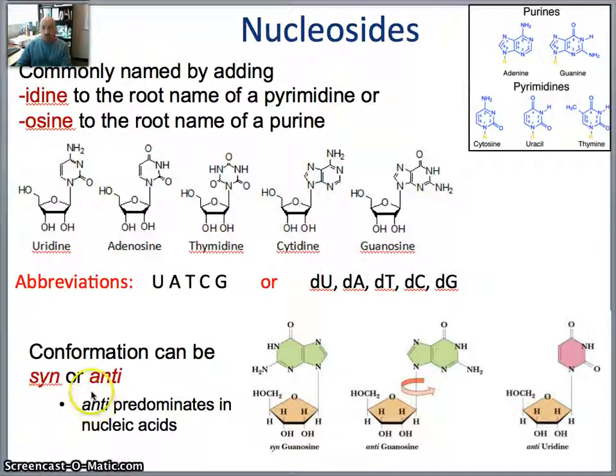All right, so next we can talk about the conformation. That conformation could be syn or anti. Anti is what predominates in nucleic acids, which means that the base is kind of turned outwards and not exactly perpendicular over the sugar. Okay, so here you can see with syn, the base is directly above the sugar. With anti, that base is shifted out to the right. Okay. Other things to note, we use the abbreviations U, A, T, C, and G for these nucleosides, or we can add a D in front, which tells us you have the deoxy form.